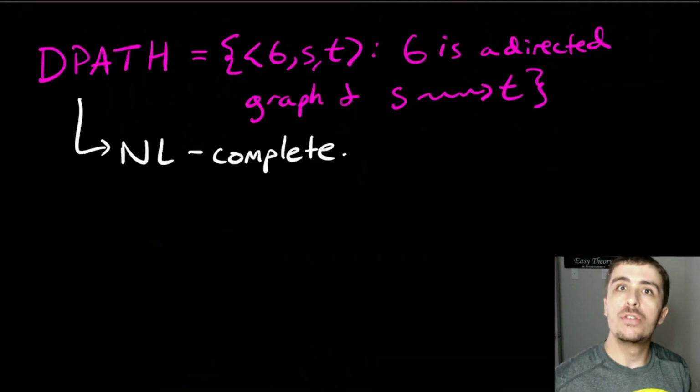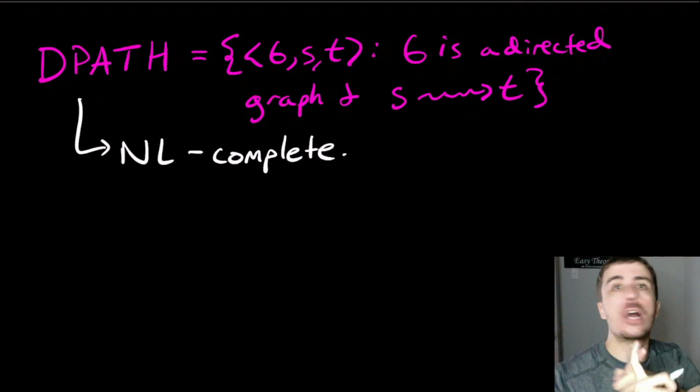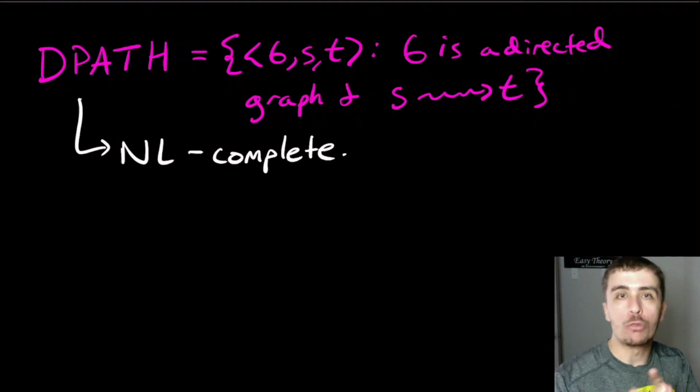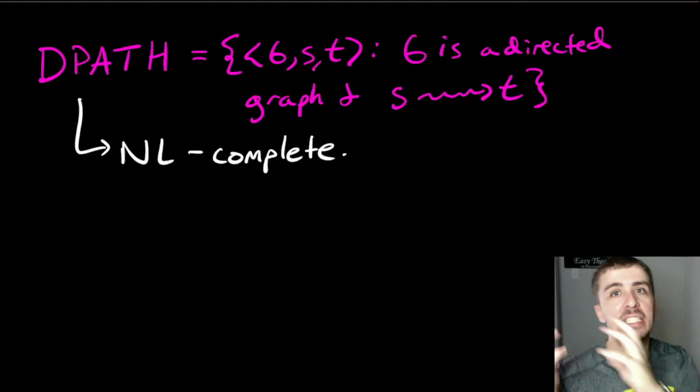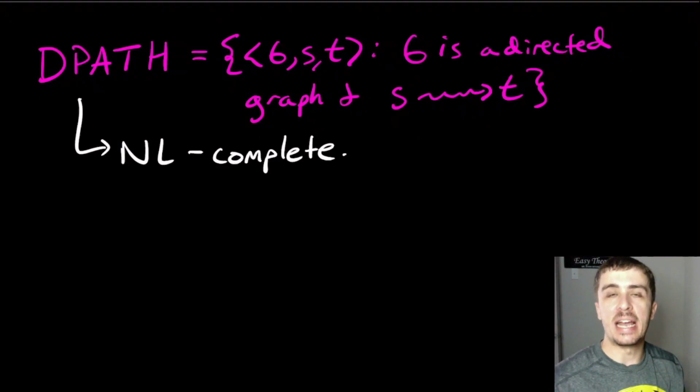All right, let's prove that the directed path problem is NL complete. So by the definition of NL completeness, we need to show that it runs in non-deterministic log space and it is NL hard, which means that every language that is in NL reduces to directed path. We've shown in the last video that directed path is in NL because you only need to keep track of the current vertex you're at and non-deterministically guess what the next vertex is.